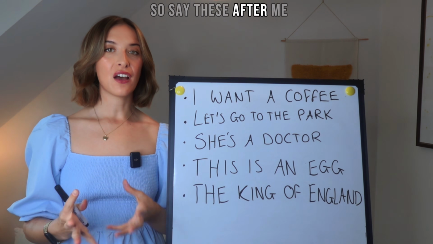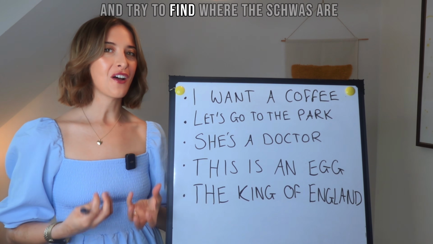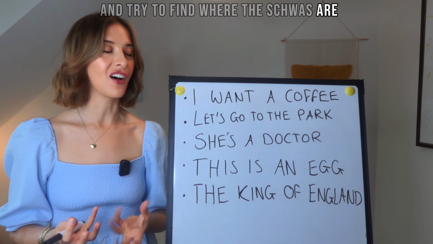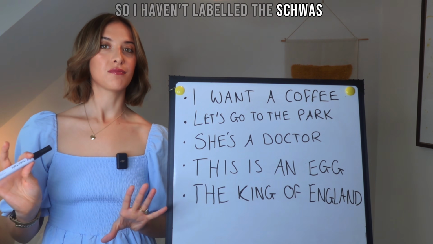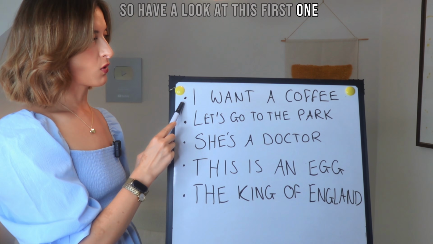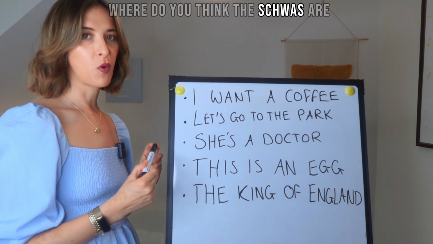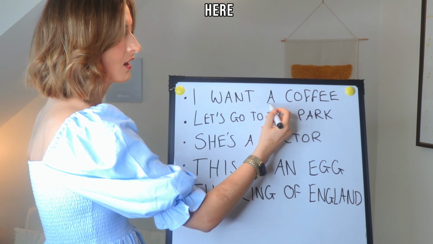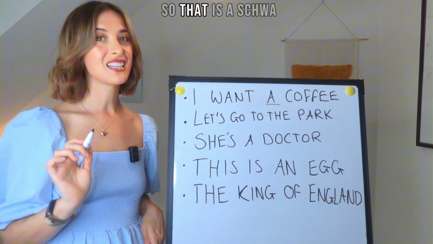Okay, let's practice some sentences. So say these after me and try to find where the schwas are. So I haven't labelled the schwas. See if you can predict where they're going to be. So have a look at this first one. Where do you think the schwas are? Here. So that is a schwa.